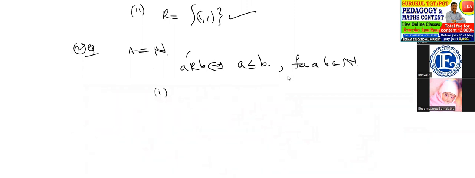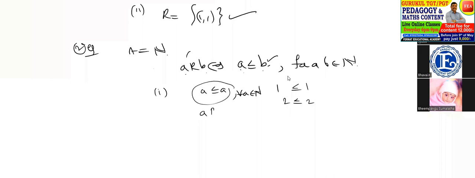Yes. Any element is always less than or equal to itself. Suppose you take 1, it is always less than or equal to 1. Suppose you take 2, 2 is less than or equal to 2. This is true for every natural number, so a must be related to a. Therefore, R is reflexive on the natural numbers. Question: is it symmetric?